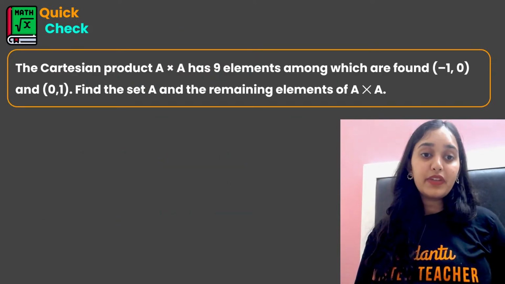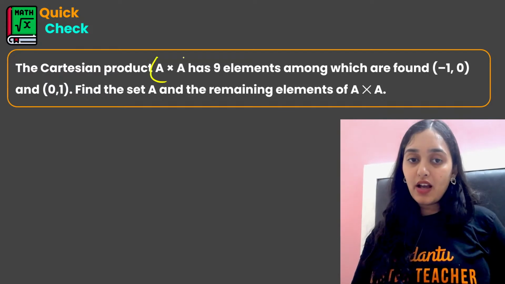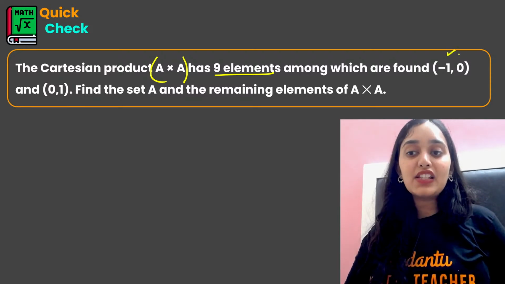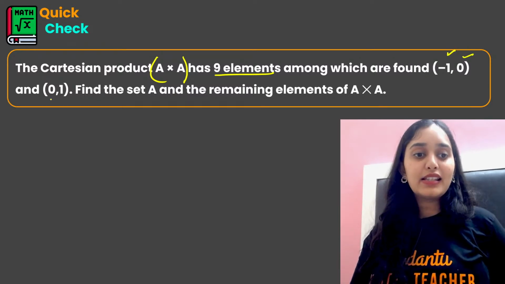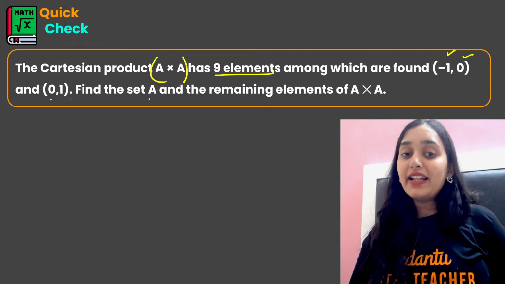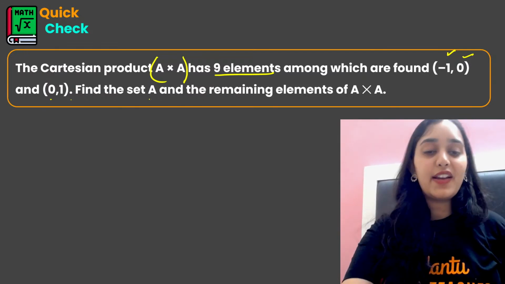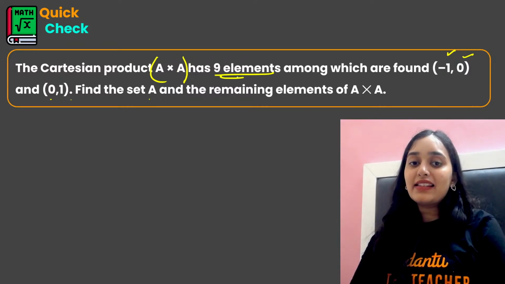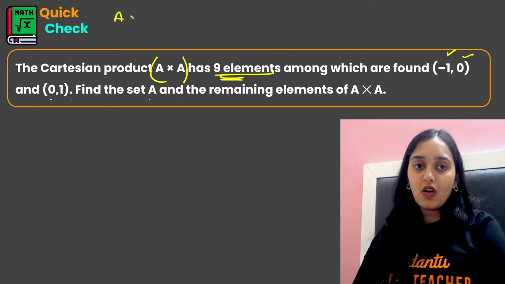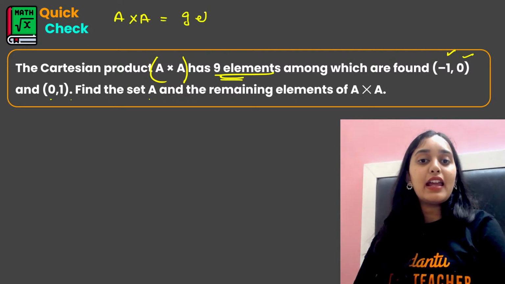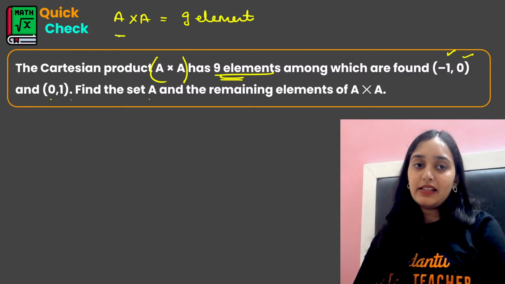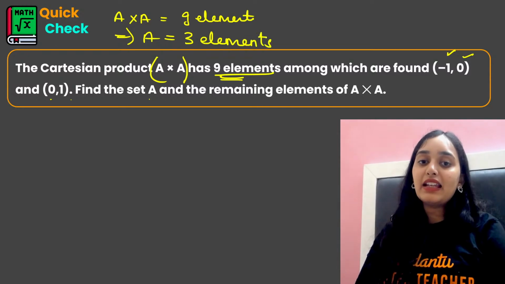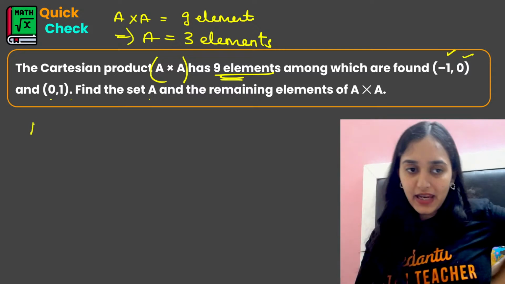Awesome. Next question. The Cartesian product A cross A has 9 elements, among which are (minus 1, 0) and (0, 1), as some of the elements. Find the set A and the remaining elements of A cross A. Now, this is a very interesting question. Since A cross A has 9 elements, this implies that A has 3 elements. That is why 3 times 3 is 9. Now, what can be the 3 elements of A?